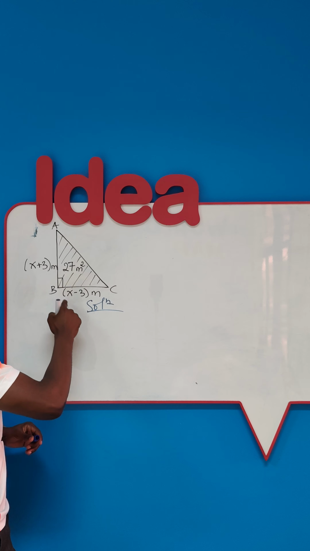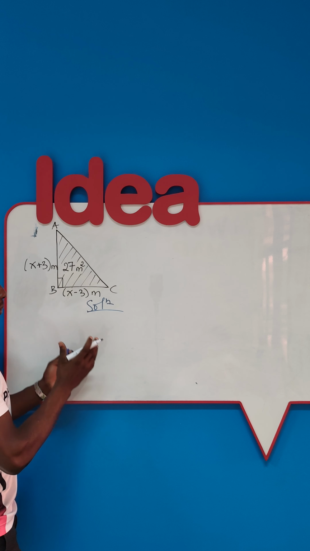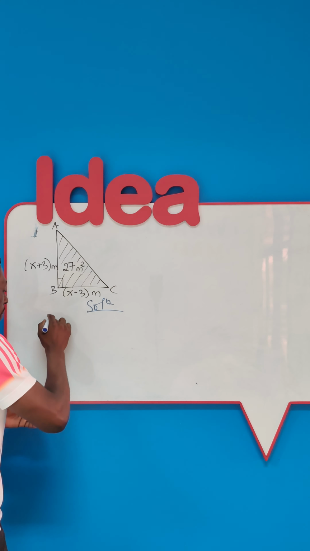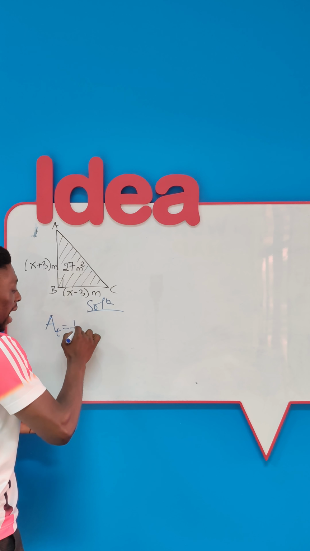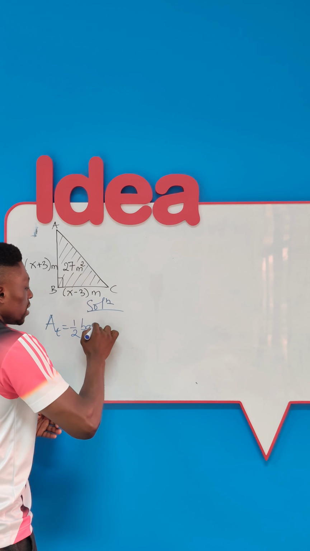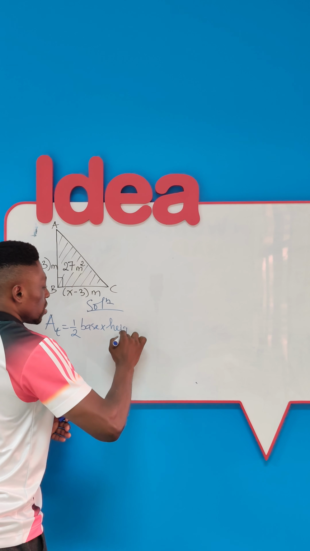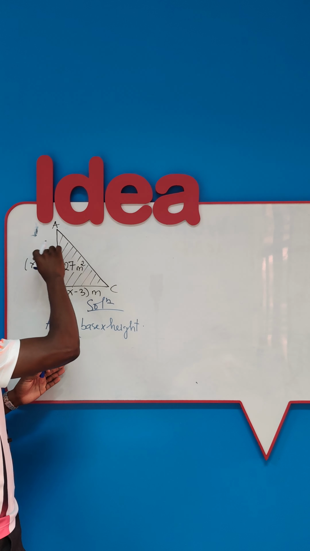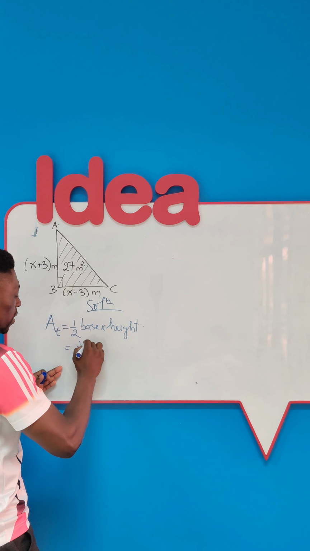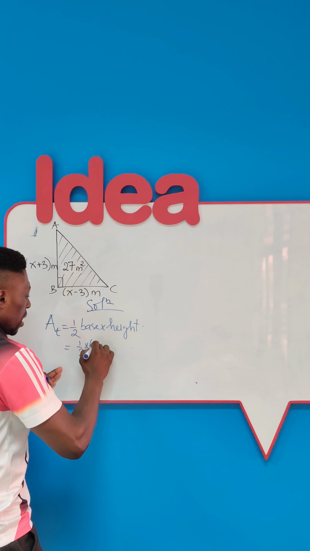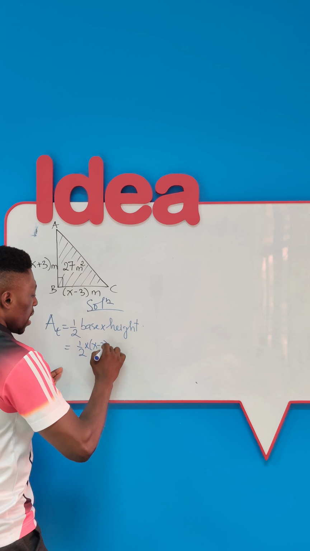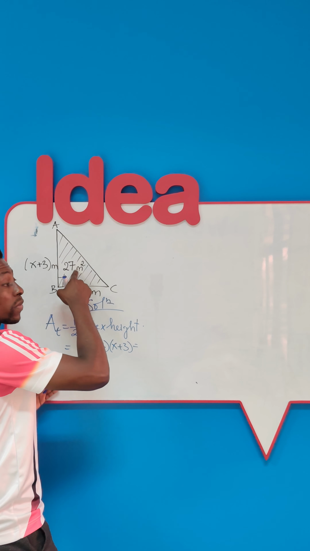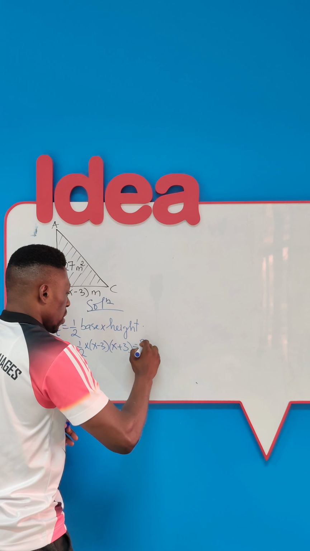Now, given the information on the board, we can only apply the notion of surface area of triangles here, which is given by half of the base times the height. This is just some sort of a gentle reminder. Okay, so let's apply this formula to this question. We're going to have half times the base, which is x minus 3, and then the height, which is going to be x plus 3. And they say this should give us 27 meters squared.